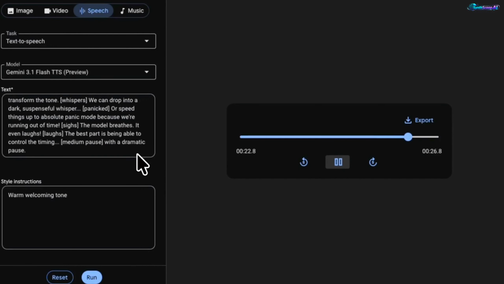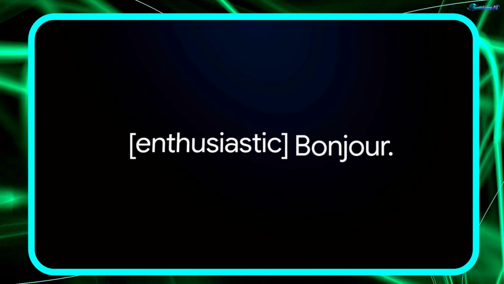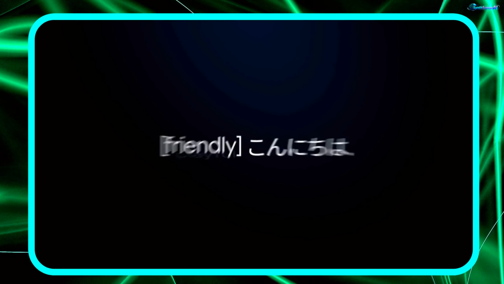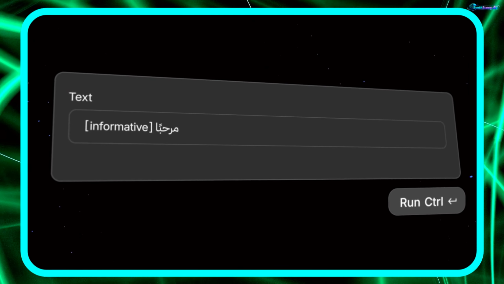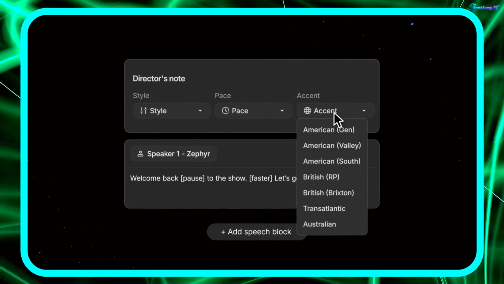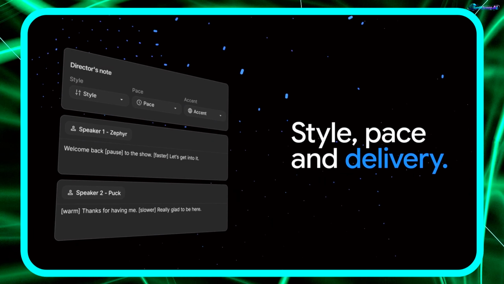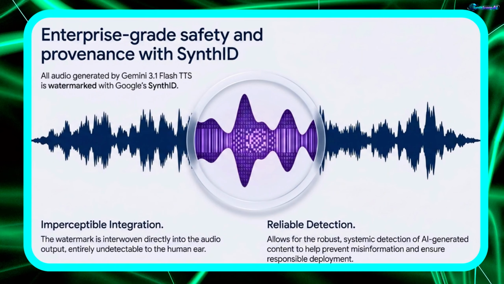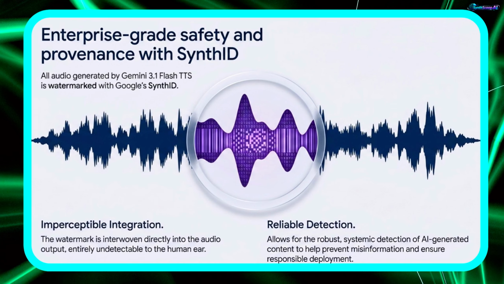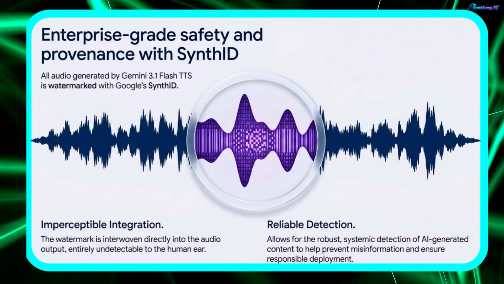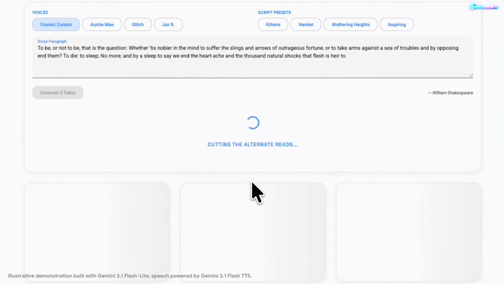Global scale and safety. One thing I love about this model is that it isn't just for English speakers. It supports over 70 languages. This means you can take those same expressive controls, the pacing, the accents, the style, and apply them to major markets all over the world. And for those of you worried about AI-generated content floating around unchecked, Google has integrated SynthID. It's an imperceptible watermark woven directly into the audio. It doesn't change how it sounds to us, but it allows for the reliable detection of AI-generated content to help stop misinformation.